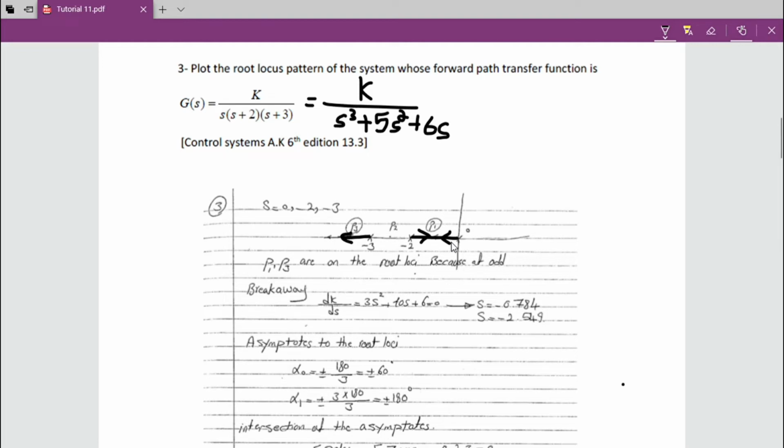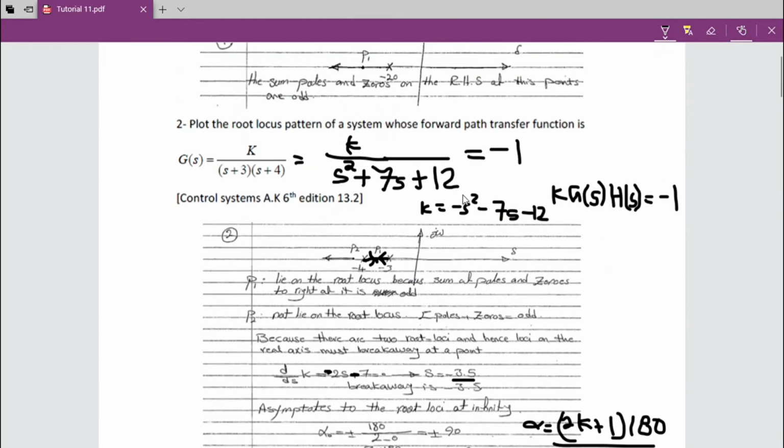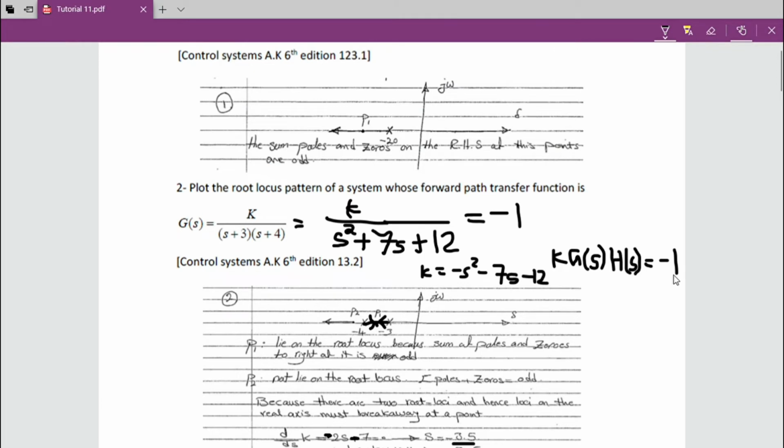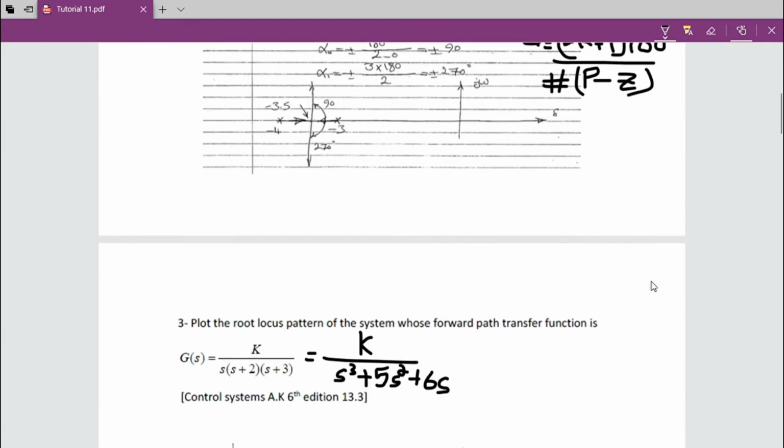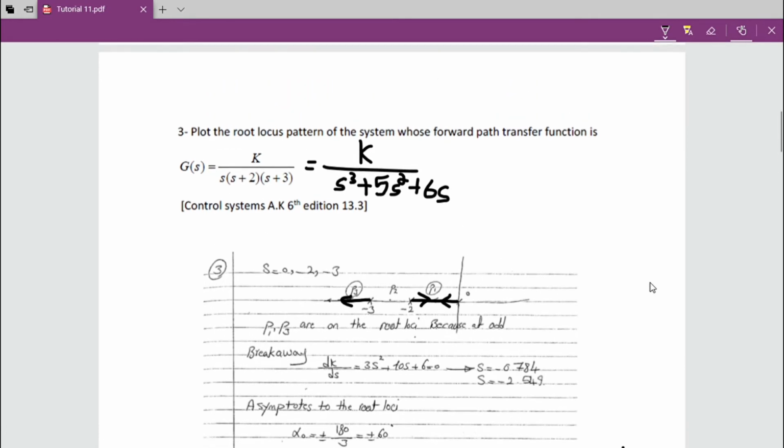So what we do is identify the breakaway points over here. To do that, what we need to do is go back and follow this rule. For a point to be on the root locus, it has to follow this rule. So basically what we need to do is equate this function to -1 and then solve for K.